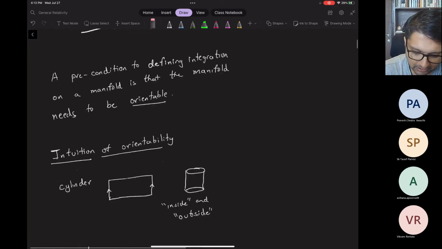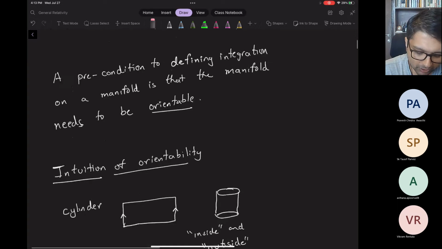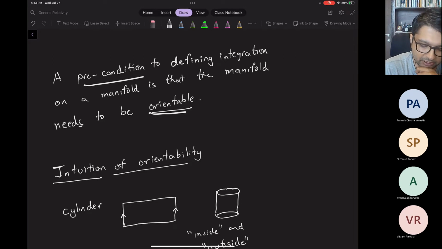Now, one of the important things is that before you can even define a notion of integration, it turns out that you need one precondition. This precondition to defining integration on a manifold is that the manifold needs to be what is called an orientable manifold. So we need a definition of orientability, and then we need to understand why this is an important criterion for defining integration.